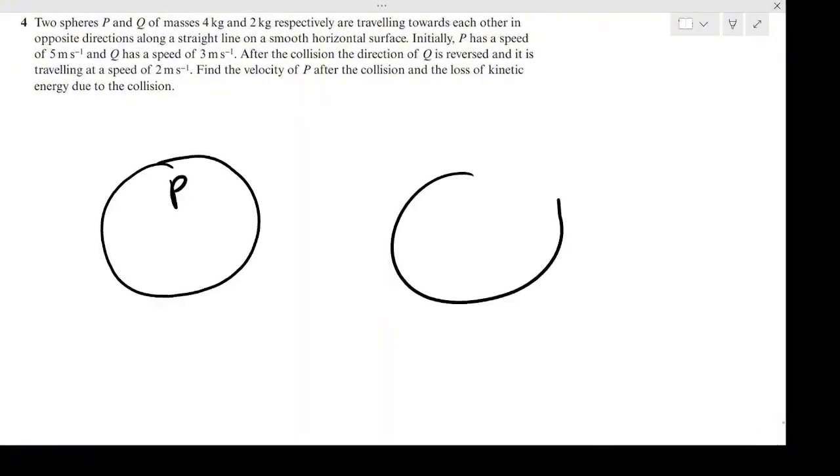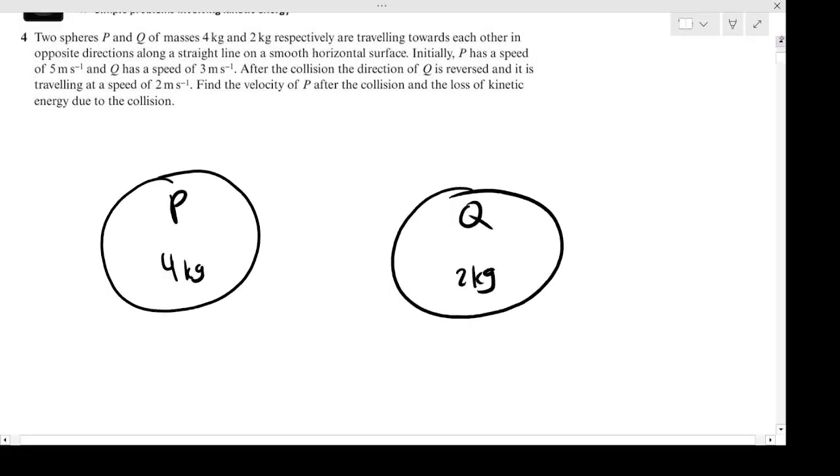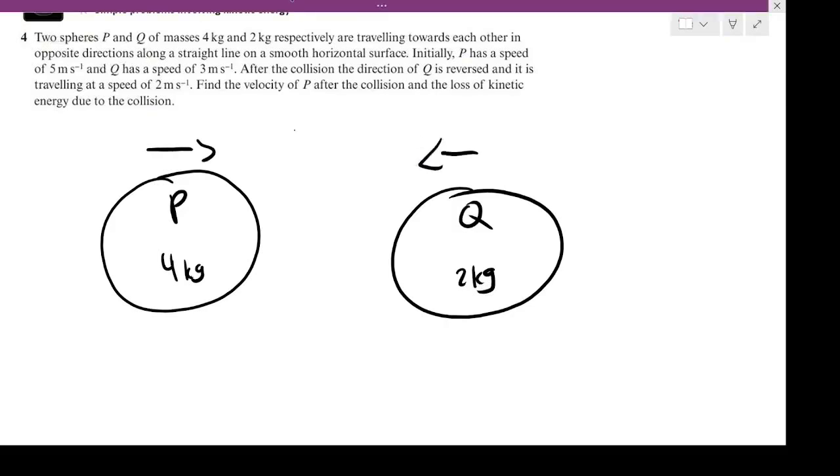Okay, so it's a bit wordy, but what's going on is, if we draw a diagram, we have P and Q. P has mass 4 and Q has mass 2. What about the speeds? Well, we're told they move in opposite directions towards each other. So P is going to go towards Q like this, and then Q is going the other way towards P, okay? And I'm told that for P the speed is 5, and for Q the speed is 3. And so there we are.